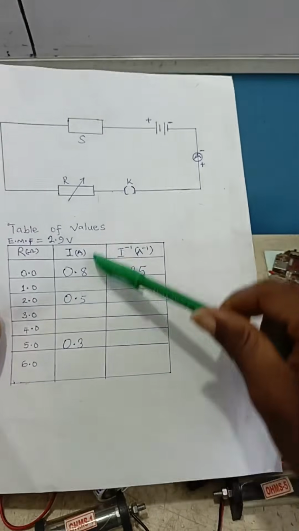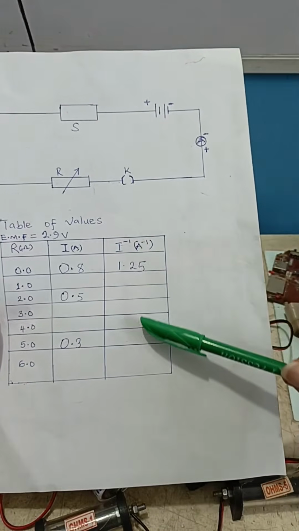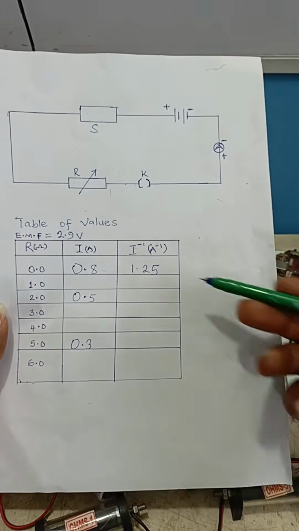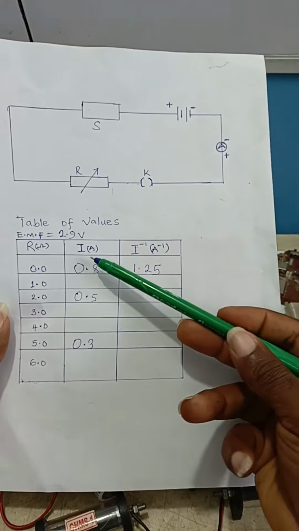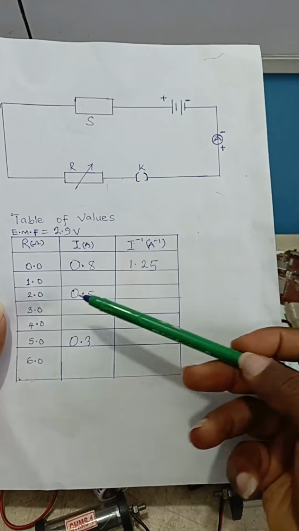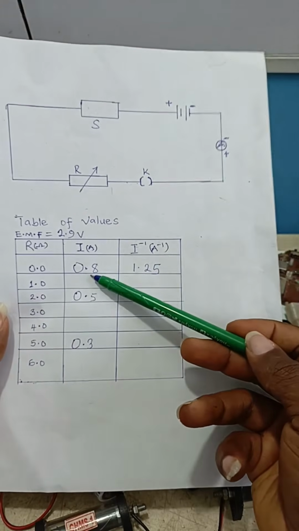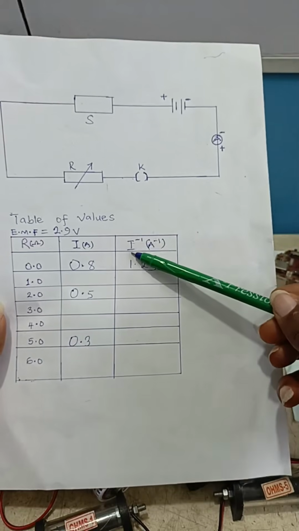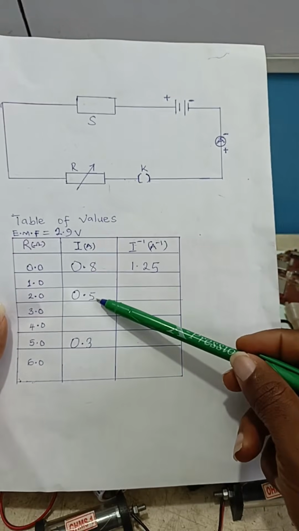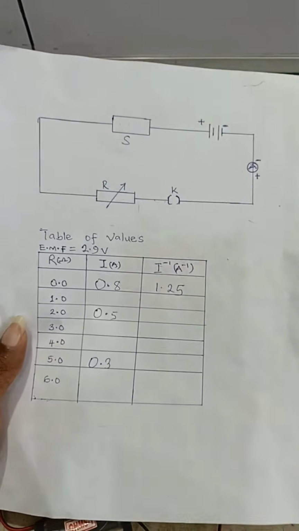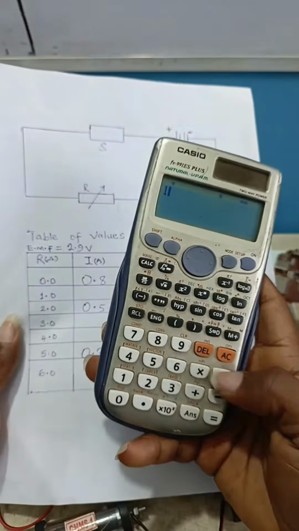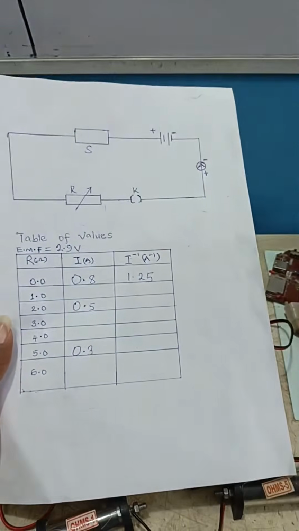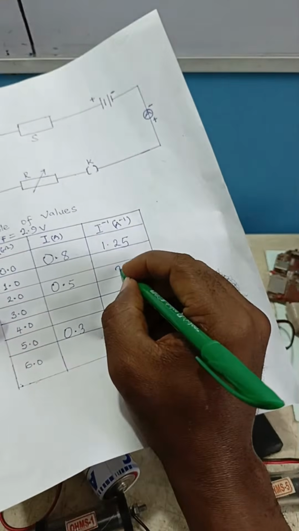Like I said, once you are done obtaining all these values, you can now obtain the inverse. And how do you get the inverse? 1 over the value of the current you obtained here. For example, this 1.25 we obtained by dividing 1 by 0.8. You know how to get the inverse of something. Okay, let us get this one: 1 over the value of current, the inverse of current. The value of current is 0.5. So 1 over 0.5, let's see what we are going to get. 1 divided by 0.5 gives 2. I'll record 2.